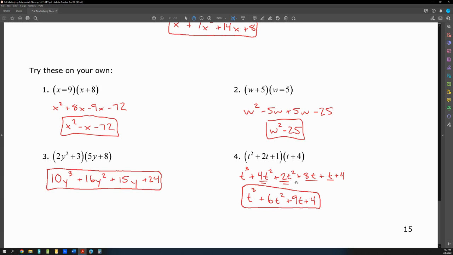And last, if your variable is t, I always like to put a little tail on my t just to distinguish from plus. All right? Did you get them all right?